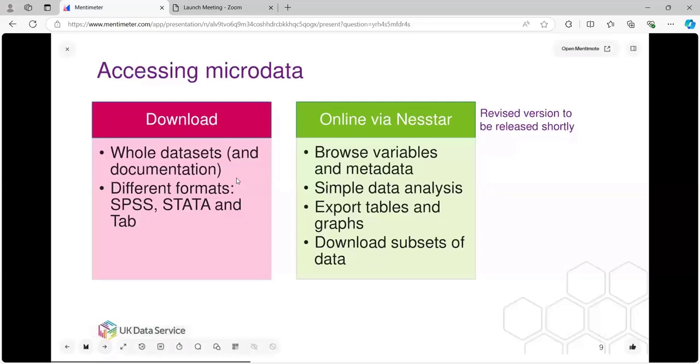Online, you can browse variables and metadata. You can perform simple data analysis. NISTAR allows that. You can export tables and graphs directly. You also have the option to download a subset of data, and this is particularly useful when you're working with large datasets and with some specific research needs.